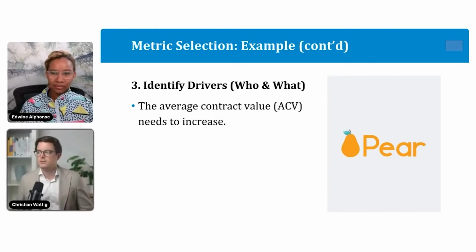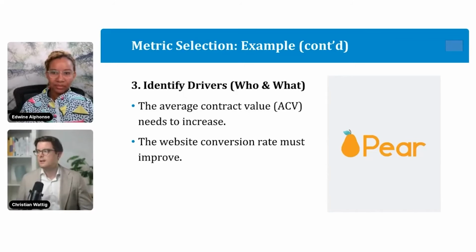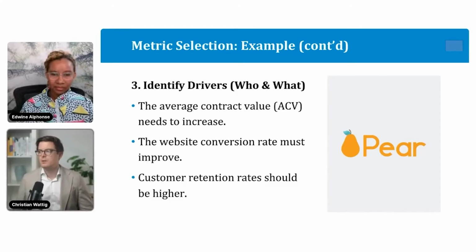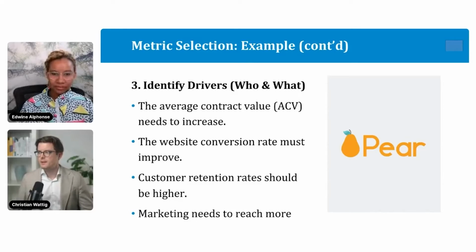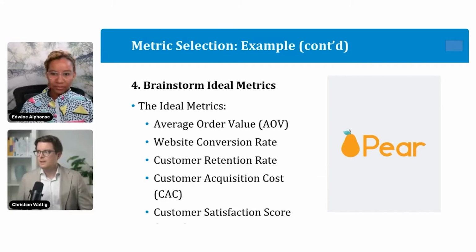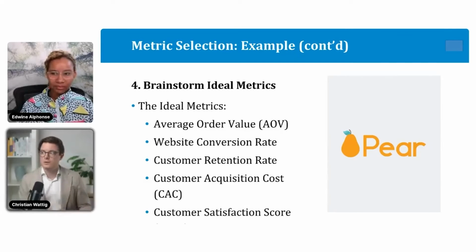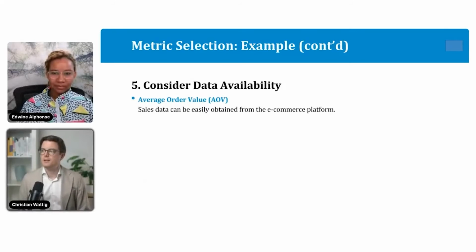So the average contract value needs to increase, the website conversion rate needs to go up, and customer retention should also go up. That's the third step. Oh, and marketing needs to reach more people while ideally spending the same amount. Then you brainstorm the metrics. So you may look at things like average order value, website conversion rate, customer retention rate, put everything on a piece of paper. And then you look at the availability.